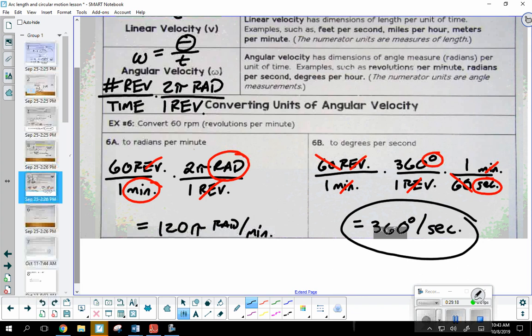How many people got that right? Okay. How many people set it up correctly but didn't notice that it was per second? They left it as per minute. Okay, so that's just something, you know, we'll look at.